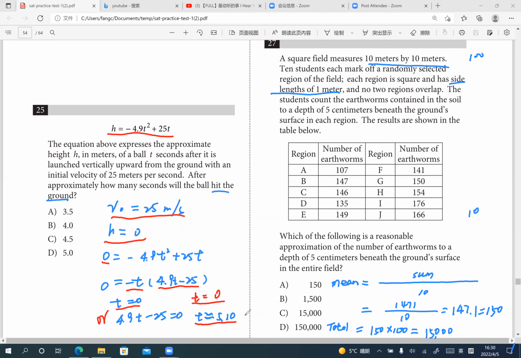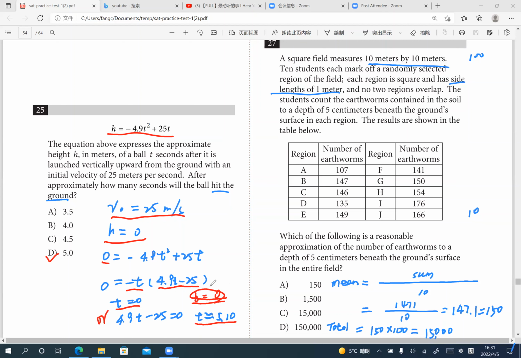seconds. So we should choose option D because option D is the closest value. And t equals 0 means the initial position of the ball is 0.